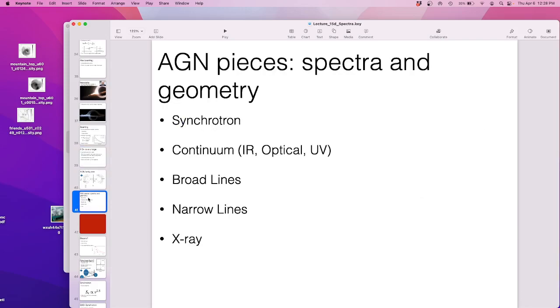Okay, so get your head around the components of the AGN spectrum. So in the radio, we get synchrotron, and that comes from the jet and all the stuff along the jet.